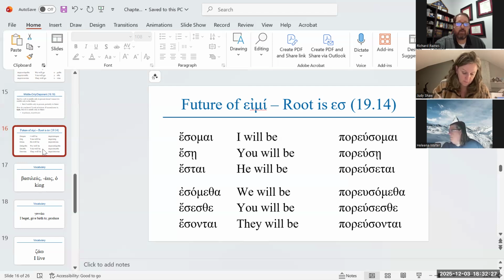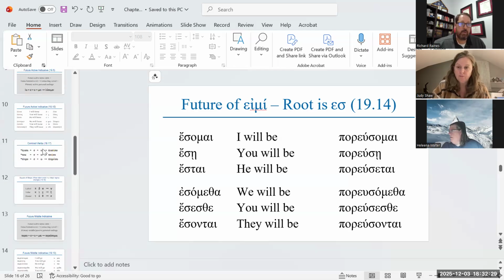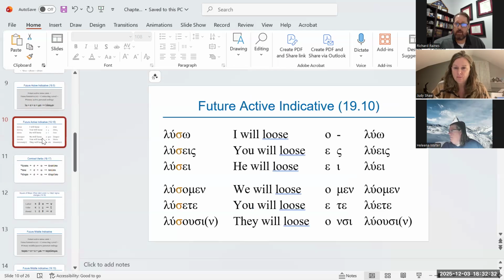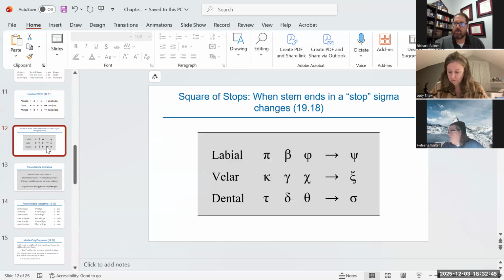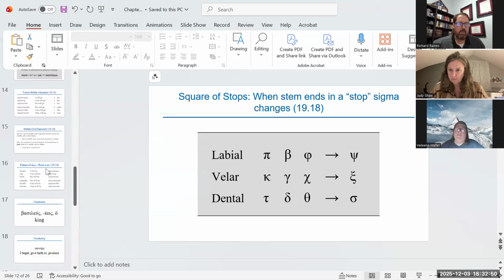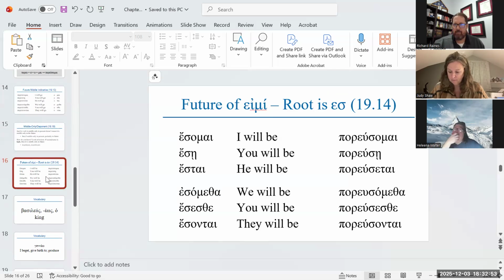Again, we'll just hit it really quickly. You need to learn this paradigm, future active indicative. You need to learn this paradigm, future middle indicative, but you're not really learning something new. You're just adding that sigma. You need to keep in mind that if that stem ends with one of these letters, it becomes something else, right? And it's all based on how it sounds. And then you need to memorize the future of εἰμί. But if you learn that the future stem of εἰμί is ἐς, and you can spot those endings, it's going to help you translate it.